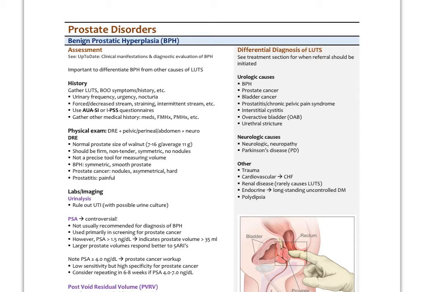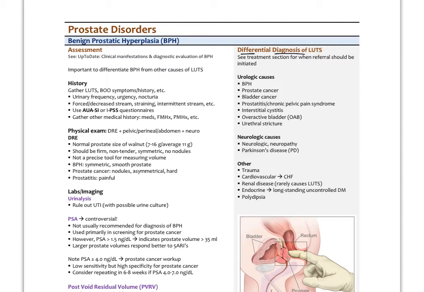So how is BPH assessed? This might be helpful to read alongside something like UpToDate, and some of these notes are actually derived from UpToDate. So it's important to differentiate, first of all, BPH from other causes of lower urinary tract symptoms, or LUTS. And so we need to do a proper differential diagnosis.